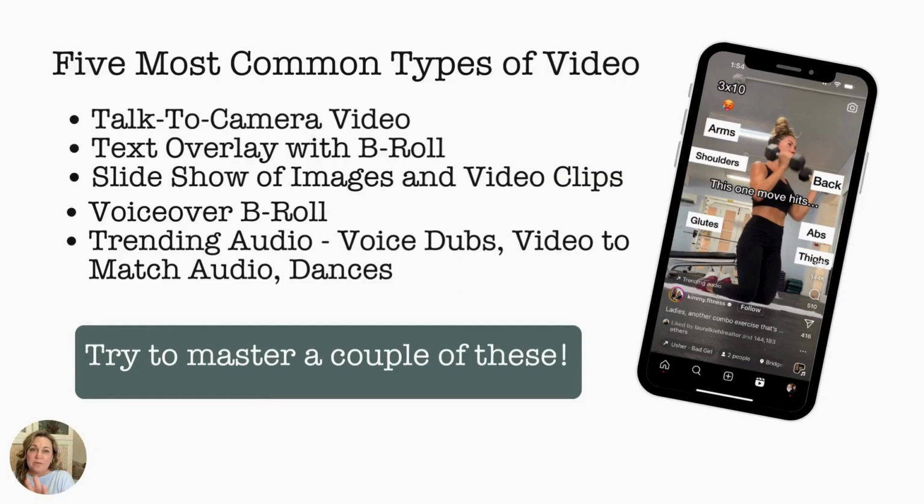Your 5 most common types of video. Okay. We're going to talk about all 5 of these today. Talk to camera video, we call it face to camera. Text overlay with B-roll, a slideshow of images and video clips, voiceover B-roll, and trending audio. Now, I'm going to talk about all 5 of these, but I want you to walk away and say, I'm going to master a couple of these first. You can always come back to this and learn some more, but honestly, just start with a couple.